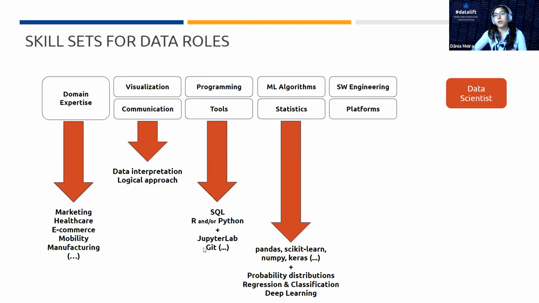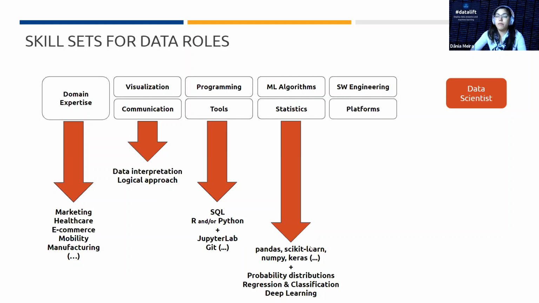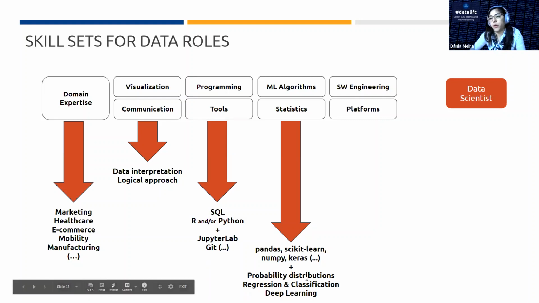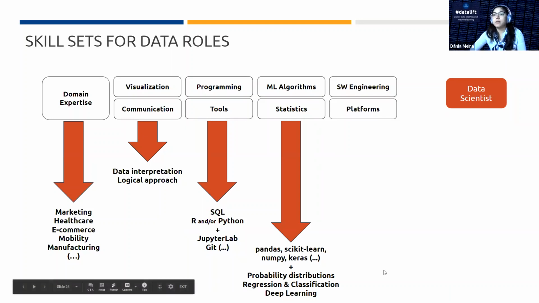Let's say you want to be able to use Jupyter Lab or Jupyter Notebooks. You want to be able to use Git because you collaborate with other people in your team in writing the code. And you have to understand how to use the tools and the theoretical part of the model. So regression, classification, and probably you use scikit-learn for that. If you're in the deep learning area, then you want to use Keras, for example. So this would be the main focus for the data scientist.